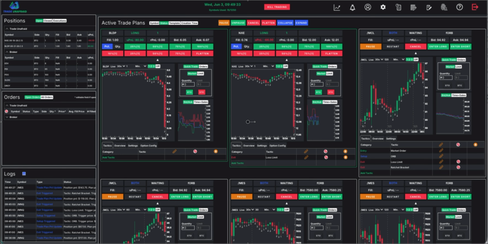Okay, so that is Trade Unafraid with ratchet brackets in action. Let me know if you have any questions.